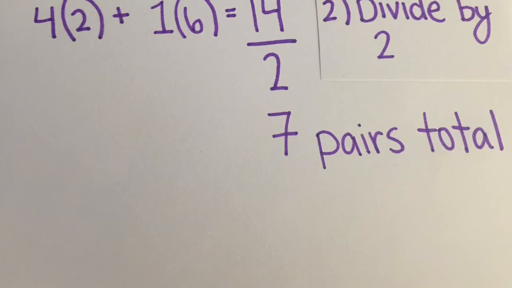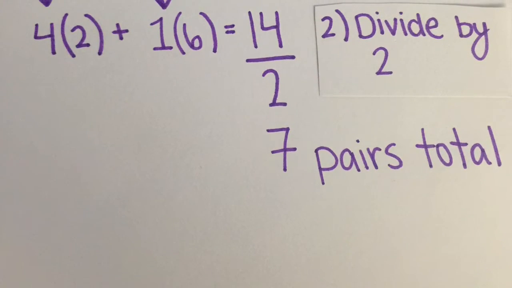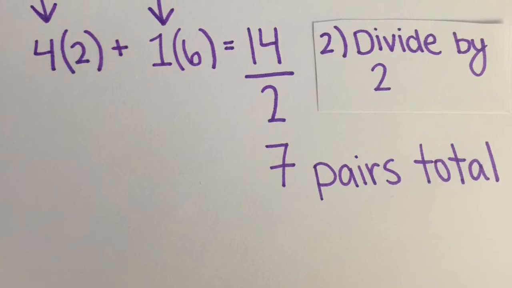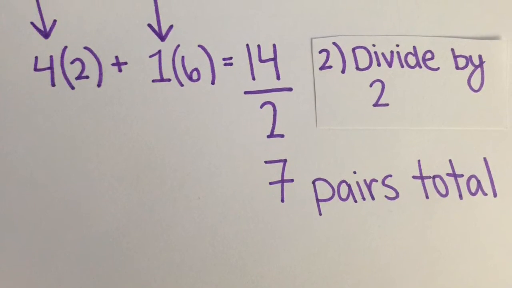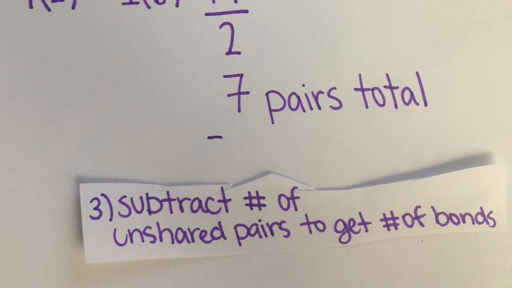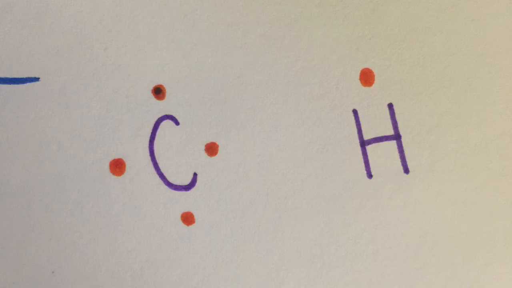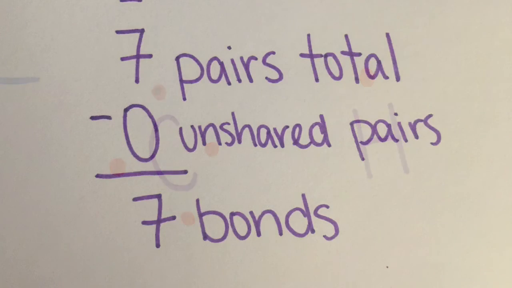The next step is to divide the total amount of valence electrons by 2 in order to find the number of pairs that we will have. The next step is to subtract the number of unshared pairs to get the number of bonds. To do this, we have to see what the atom looks like with its electrons in the valence shell. It looks like carbon and hydrogen don't have any unshared pairs. So when we subtract the unshared pairs from the pairs total, it shows that we will have 7 bonds.